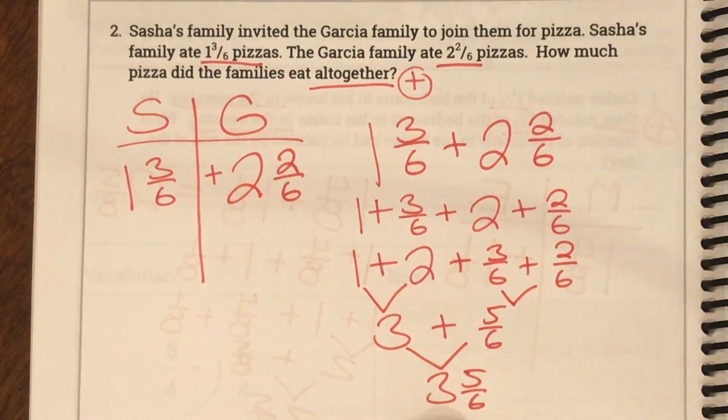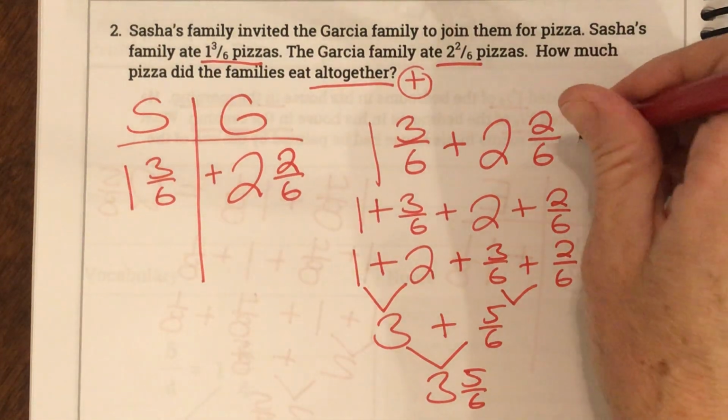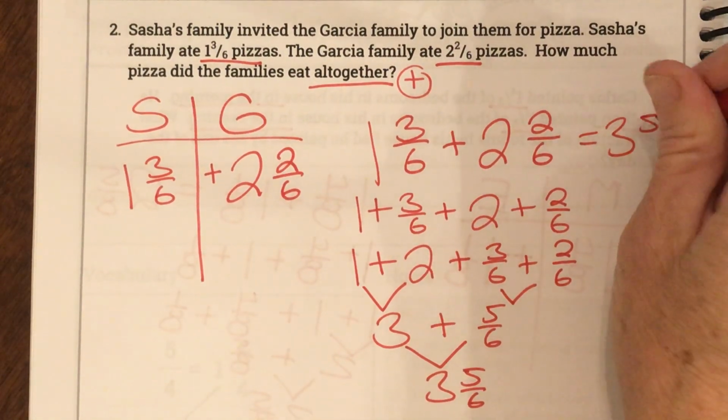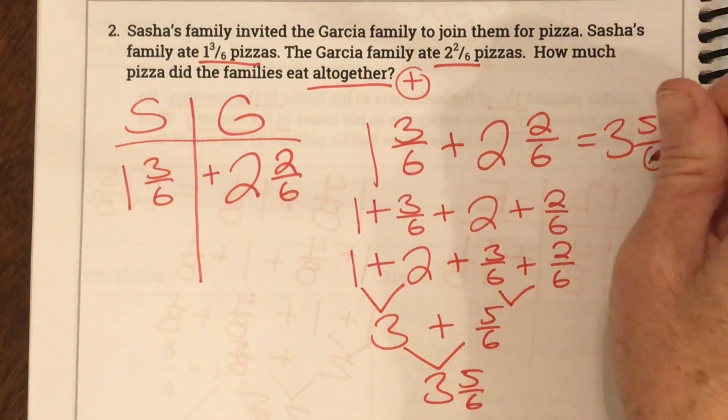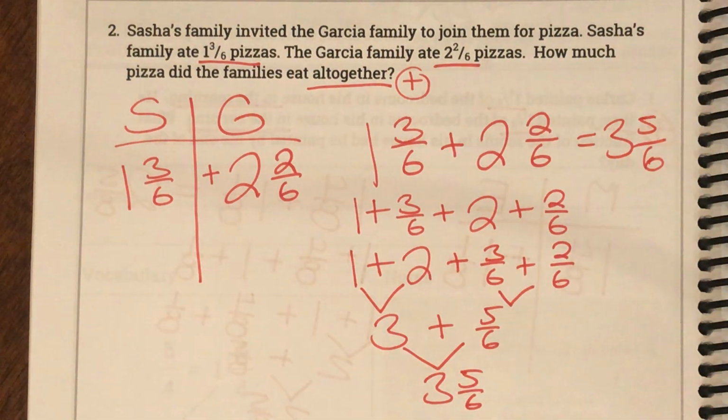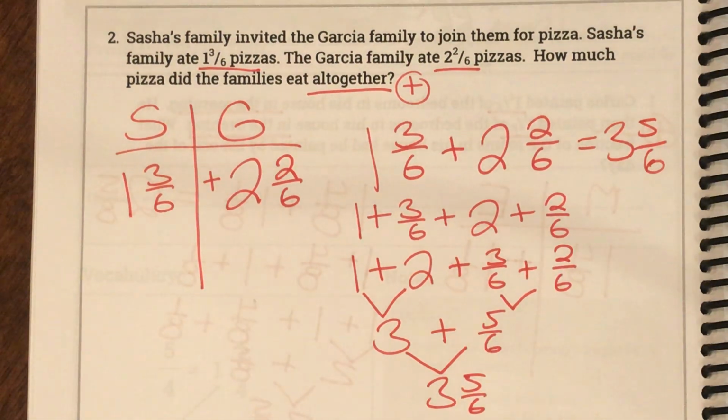And then finally, I'm going to see if I need to fix my improper fraction, but I don't. 5/6 is not improper, so I can leave it. So my answer is 3 5/6. That's how much pizza they ate all together.